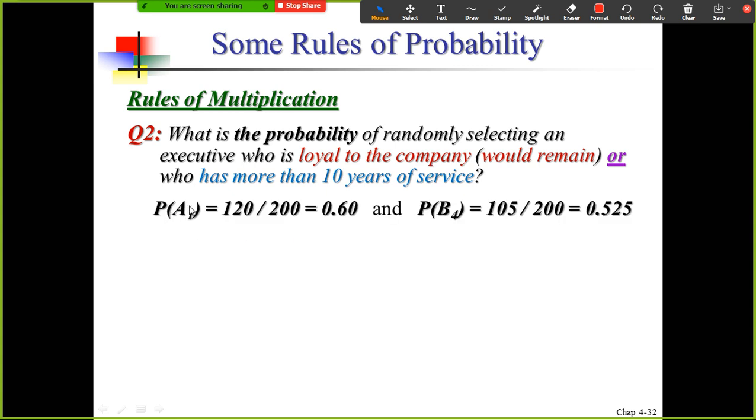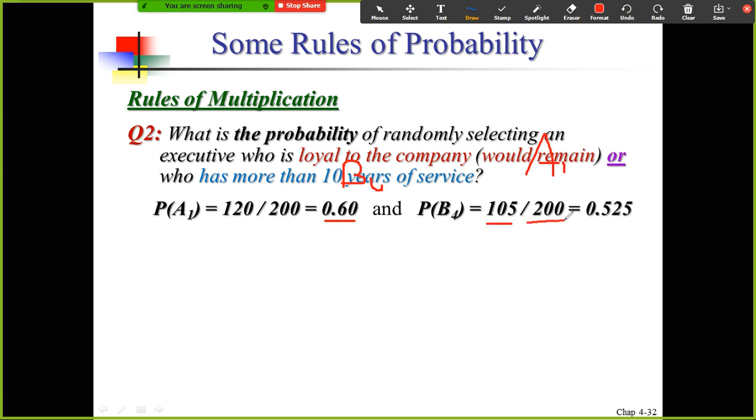So this is the probability of A1. A1 would remain. B4 is work more than 10 years. So the probability of A1 is the same thing as question 1, 60% or 0.60. But the probability of B4 for question 2 is not the same as the probability of B4 in question 1. B4 here equals the probability of more than 10 years.